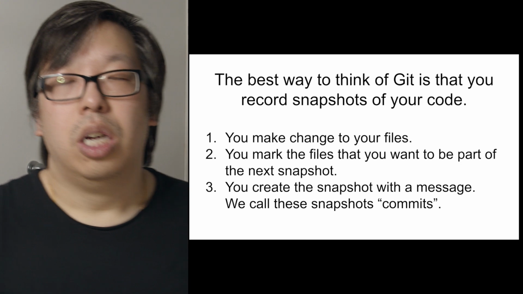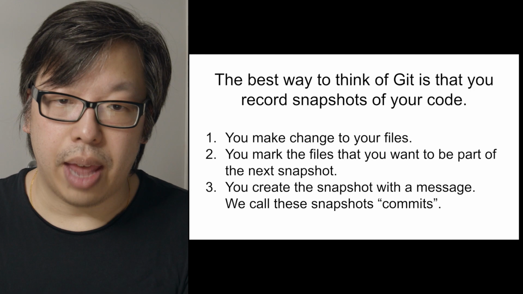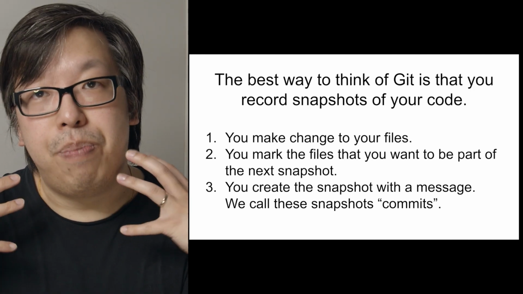So now we go into the next step, which is the code changes, the staging, and the committing. Like I said, the best way to think of Git is you're basically recording snapshots of your code. You make some changes, you record a snapshot. Make some changes, record a snapshot. Make some changes, record a snapshot. These snapshots, we call them commits. Every snapshot that you make is called a commit. And commits always come along with a message. You always have to specify some kind of message to briefly explain what you've done in that last change.